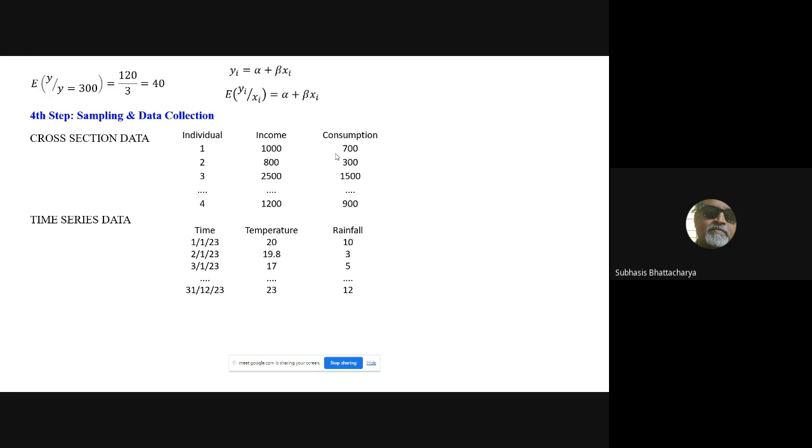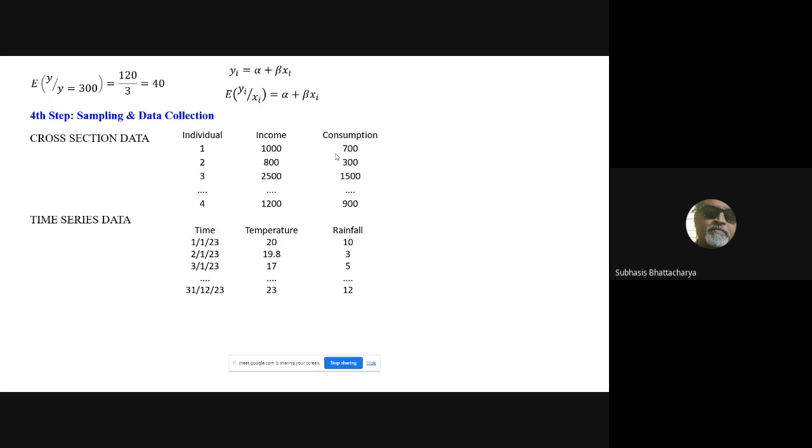And when you get the sample, we are actually dealing with 3 types of data. One is cross section, that is data collected from several individuals, but for a particular time, say for a day or in a week. And suppose we collect the income consumption data of 500 individuals. So this is the data of income and consumption, and so on.